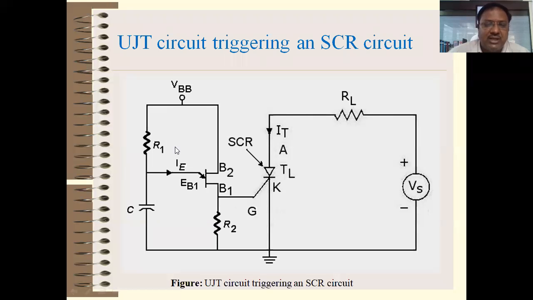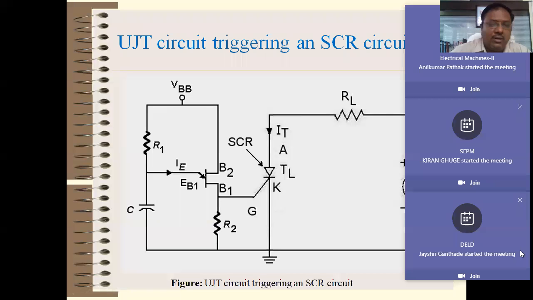So simply by varying this R1, I'll share the videos which I made for the practical. Practical through video is very difficult, but at least you can understand where the resistor R1 is in the practical. So by varying R1, we can adjust the RC time constant to turn on the UJT. Once the UJT turns on, the SCR turns on, so automatically we can adjust the firing angle of the SCR. Okay, so this is one of the circuits, that is the UJT triggering circuit.